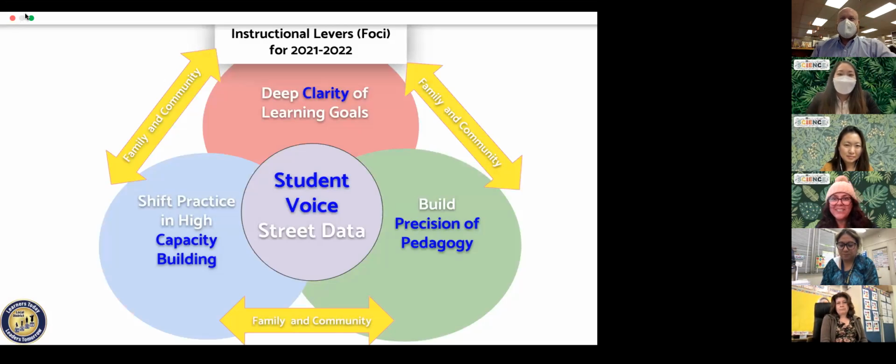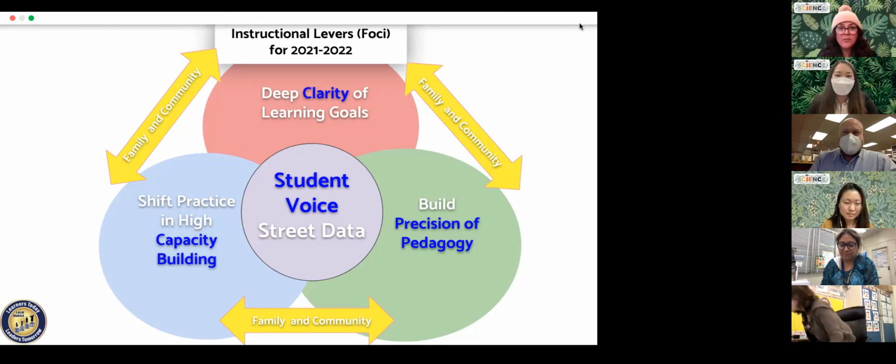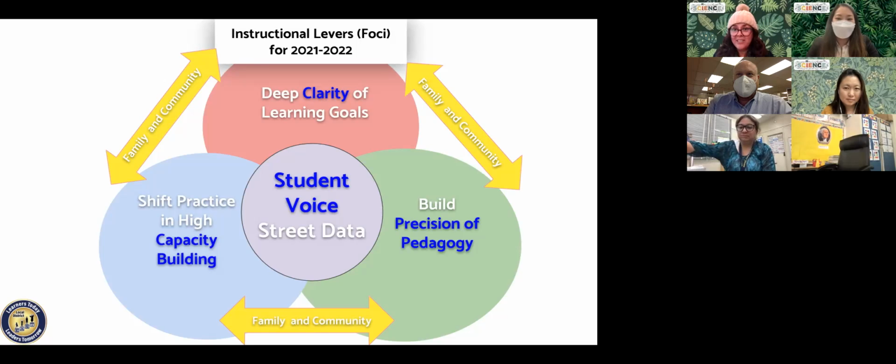Okay, hey everyone. So these are the instructional levers for this school year, and they're identified foci for the local District East. At the heart of this diagram, you'll notice the student voice. And in today's PD, we will explore how to amplify student voice utilizing the ambitious science teaching practices and tools to build precision of pedagogy.